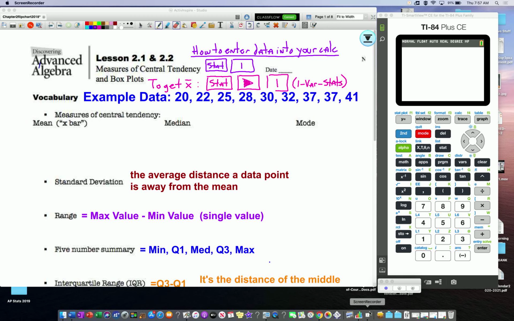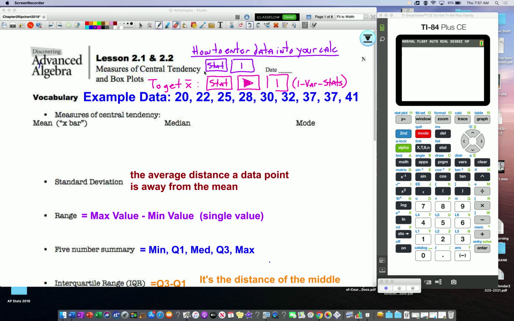What I have done here is put an example set of data, a pretty small set of data, that I'm going to use for a bunch of definitions here. So the question is, how do I go about putting this in my calculator and start to analyze certain values? What I'm going to show you is how to enter data in your calculator.